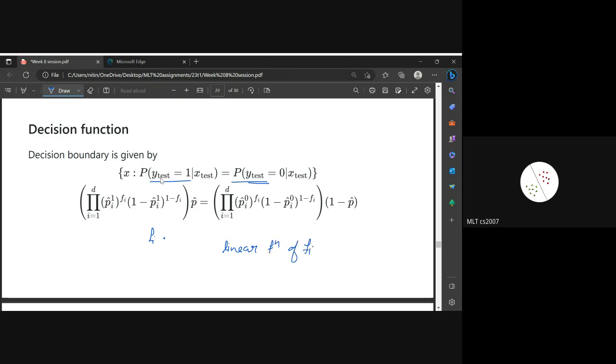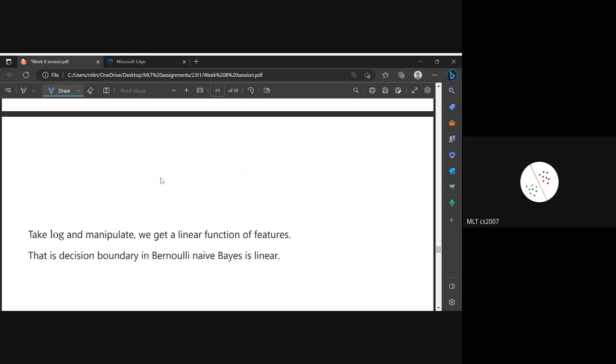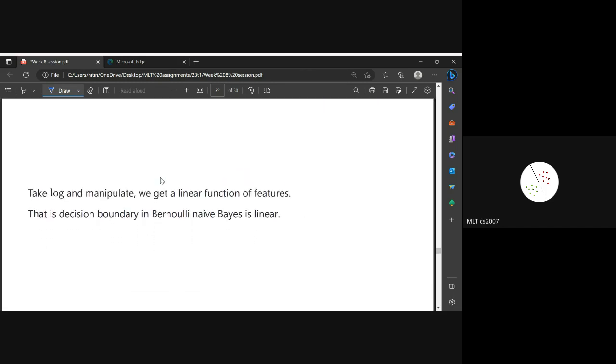It means that the decision boundary is linear in input space or feature space. Okay, and you can easily solve this. Just take the log and just solve for phi. Okay, so you can comment that the decision boundary in the Bernoulli naive-Bayes classifier is always a linear boundary.